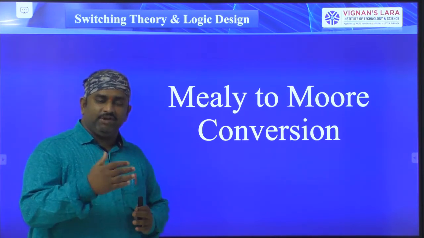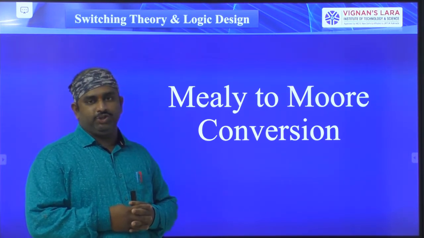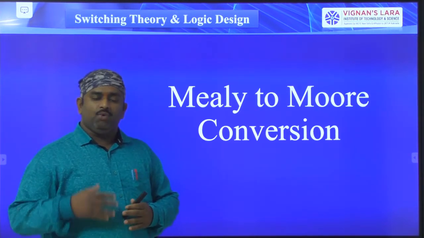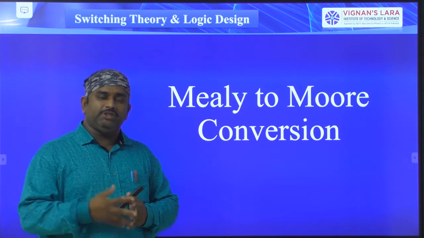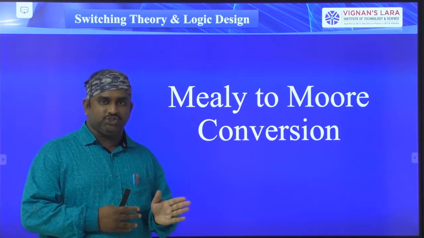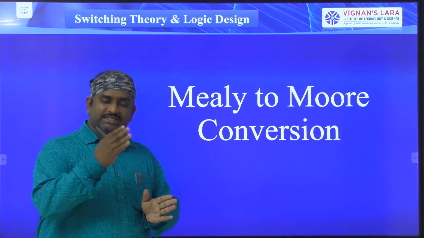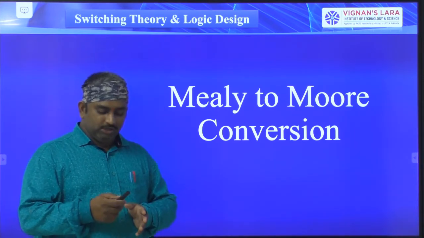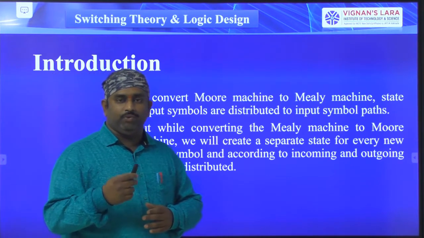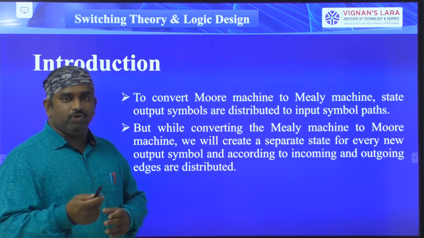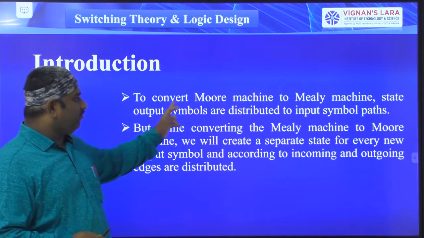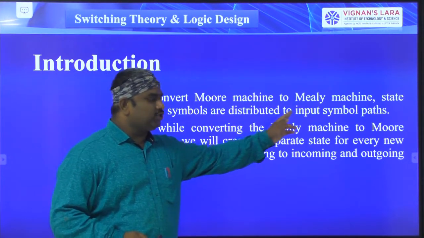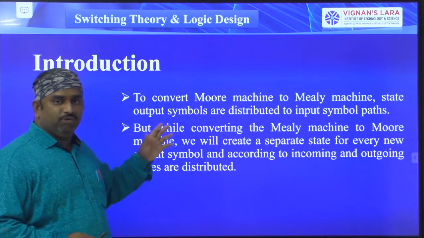That means the given problem is in the Mealy machine model, and now we have to identify the Moore machine model. Then analyze what the Mealy machine is. The Mealy machine is represented with the first column as the present state, and the next columns as the next states and output based on the input combination. We will see one example here. Before going to that example, note that to convert a Moore machine to a Mealy machine, state output symbols are distributed into symbol paths, which we will see later.